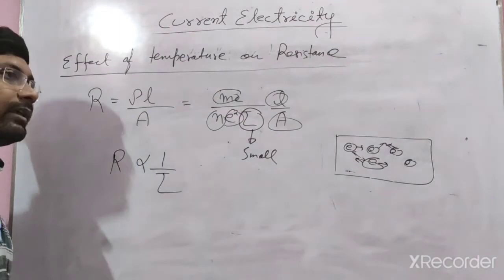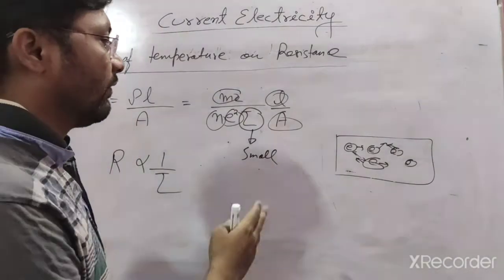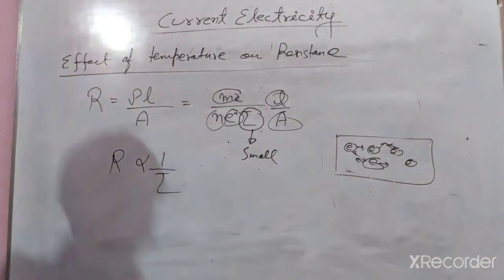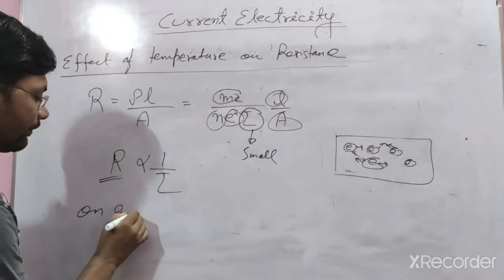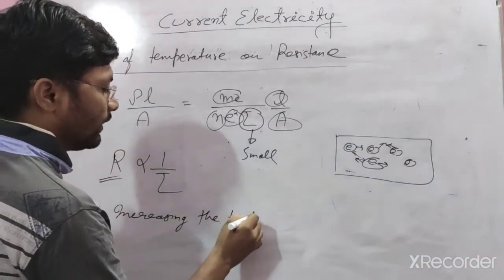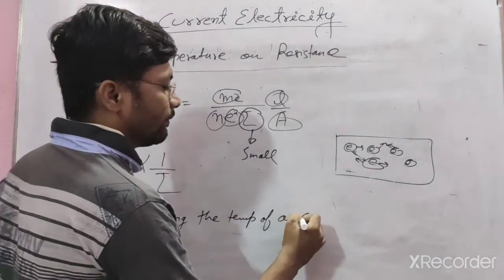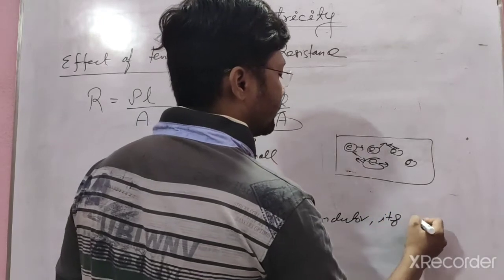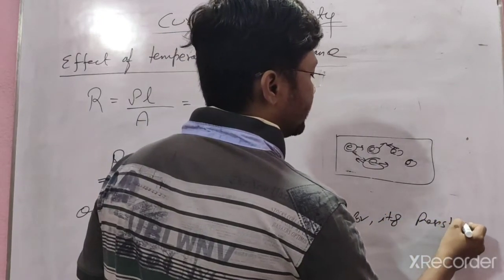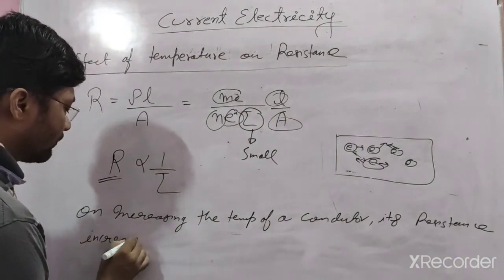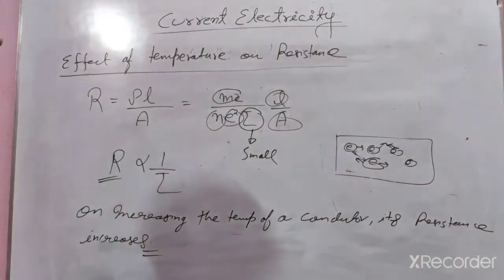So we can say that if we increase the temperature of a conductor, its relaxation time decreases, and resistance increases. So we can say that on increasing the temperature of a conductor, its resistance increases.